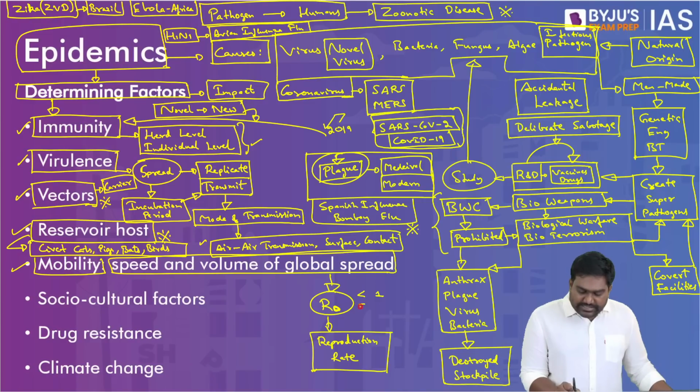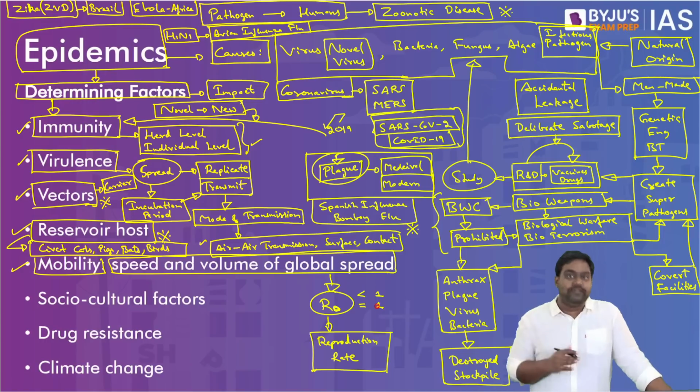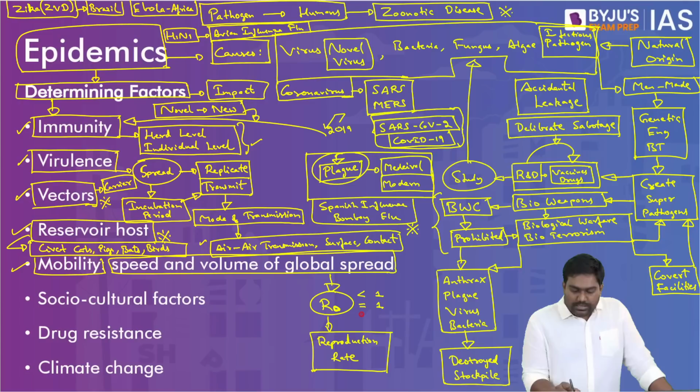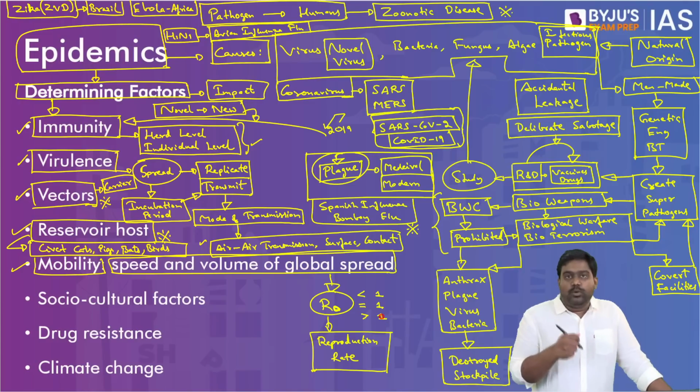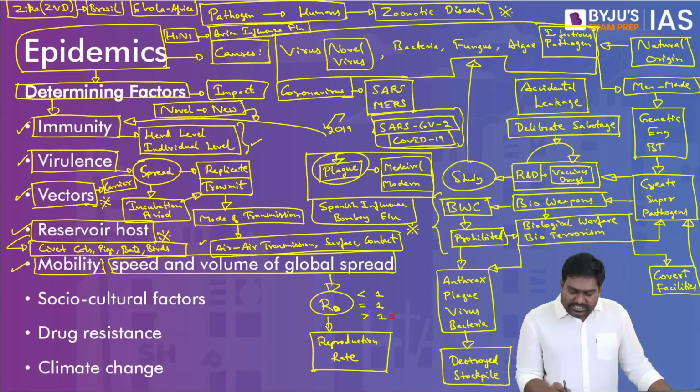If R naught is equal to 1, it means one infected person is infecting one more person on an average. Even then you can manage. You can still contain the spread. But the moment R naught crosses 1, if it becomes 1.5, 1.9, 2, 3, 4, it means each infected person is affecting multiple people. This is where you witness the wave of infections. It's an exponential curve that you will be looking at.